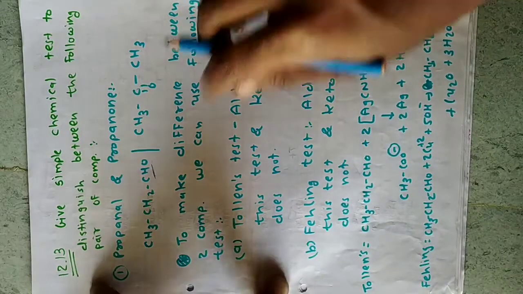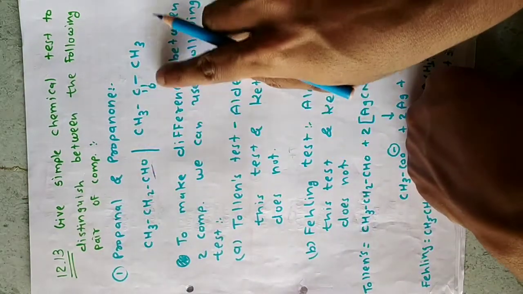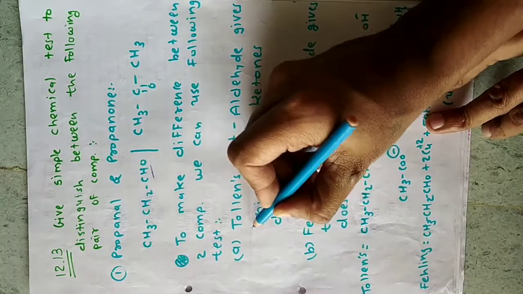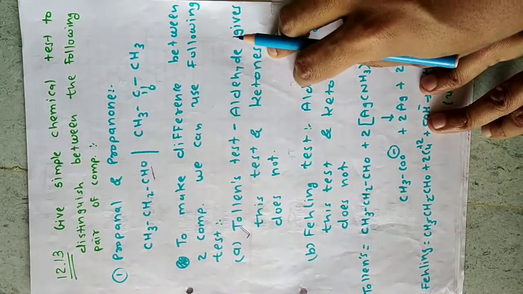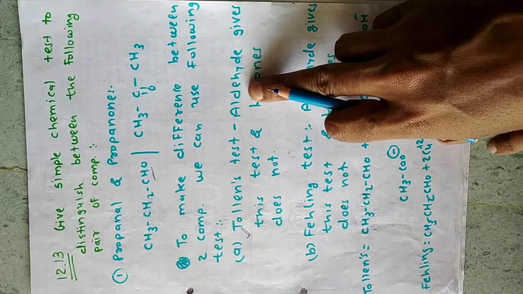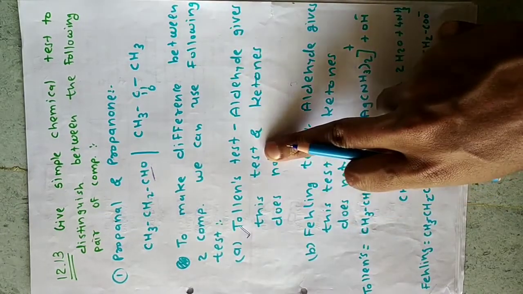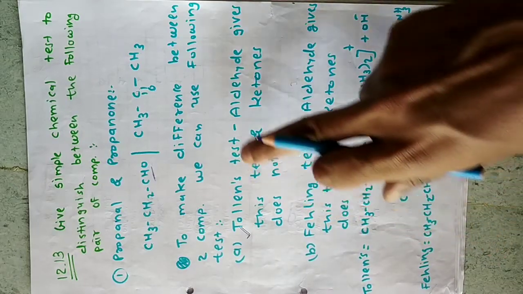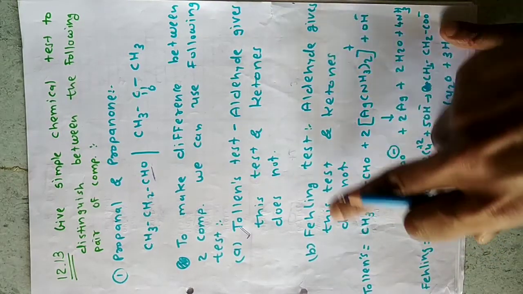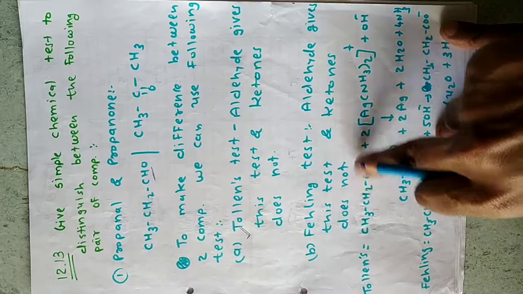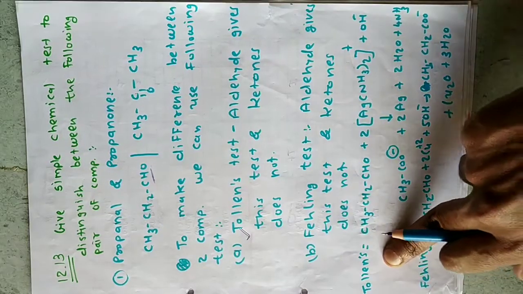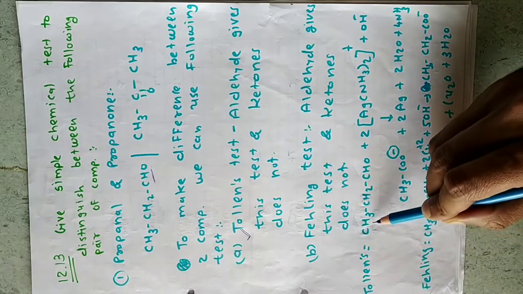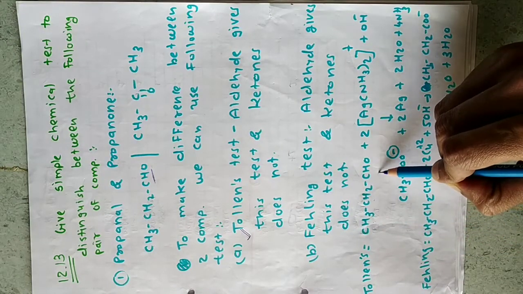Now to differentiate between aldehyde and ketone, we have certain tests. The first one is the Tollens test. In the Tollens test, aldehyde gives this test and ketone does not. In the Fehling test, aldehyde gives the Fehling test but ketone does not. What is the Tollens test? Write down the reaction here. You can see this one is our propanal.